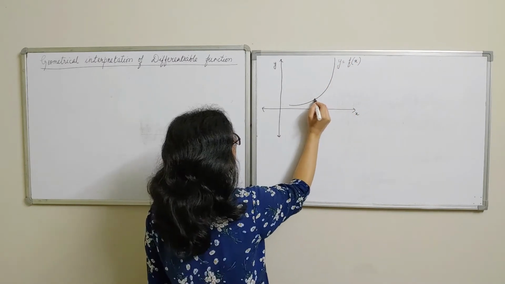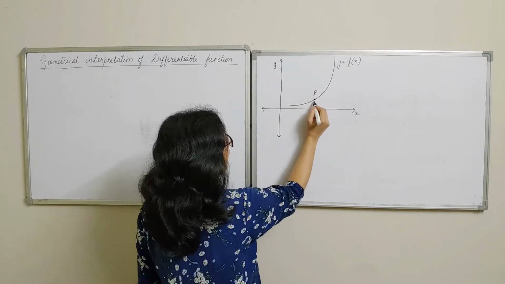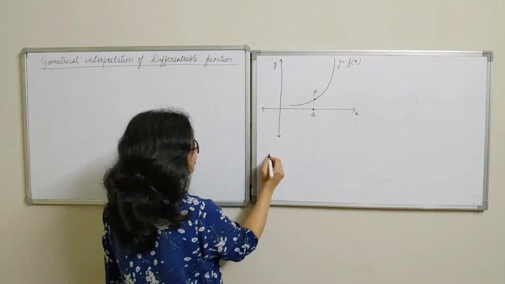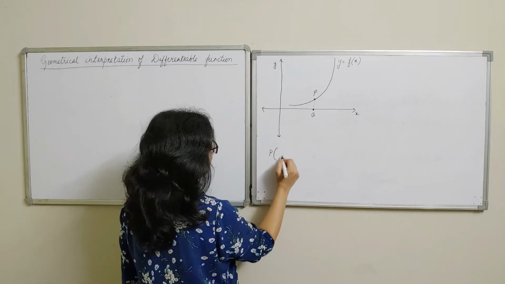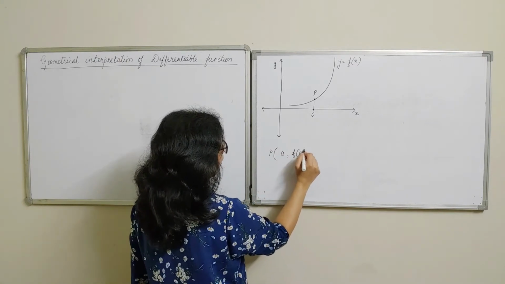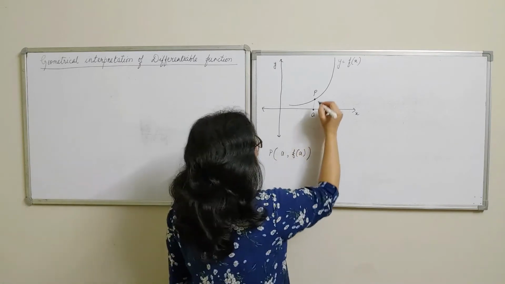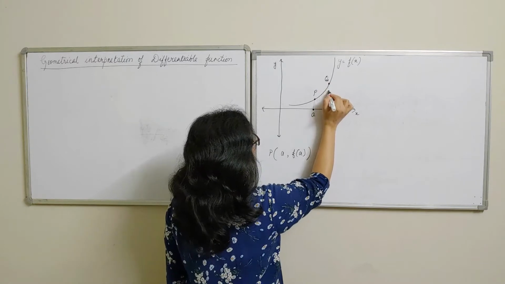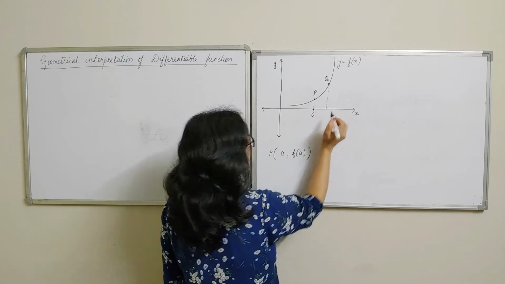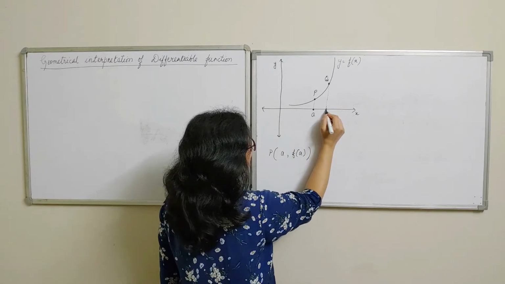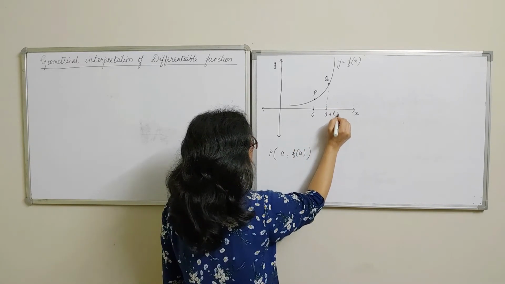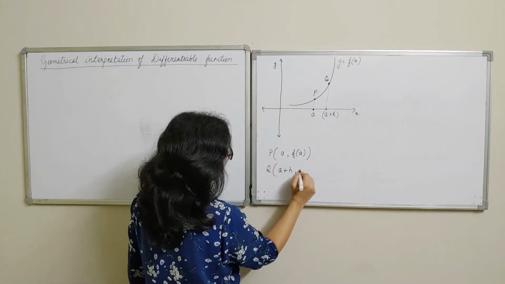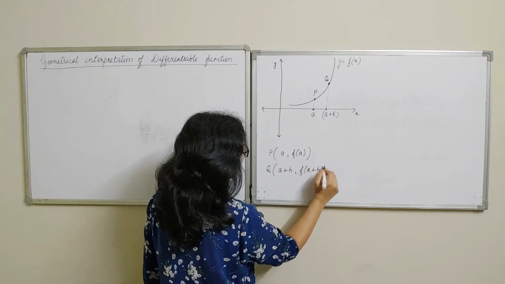On this curve, let us take a point P, and this point P corresponds to a point A on the x-axis. So here I am going to write down coordinates of the point P. It is (A, f(A)). Now on the curve we are going to take another point, say Q, at a small distance h from this, so that this point is basically A plus h. So the coordinates of Q can be written as (A plus h, f(A plus h)).